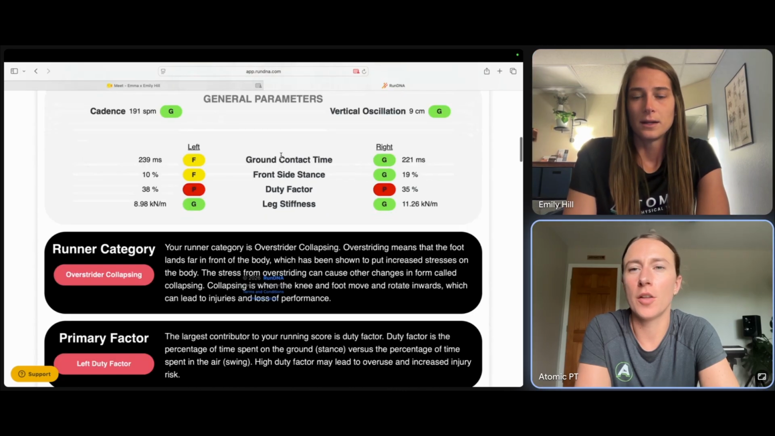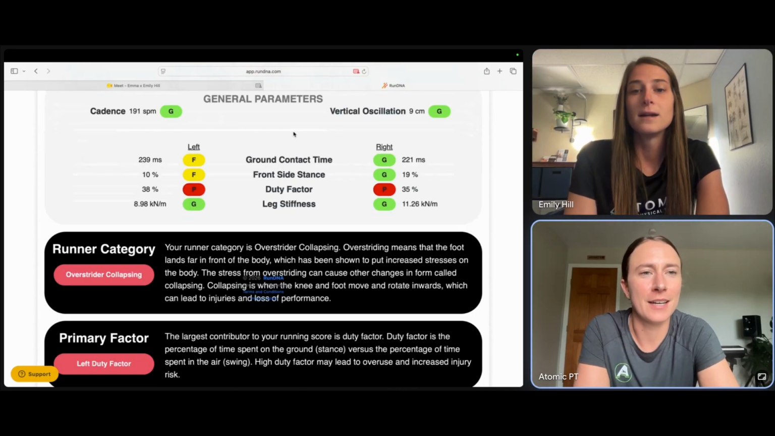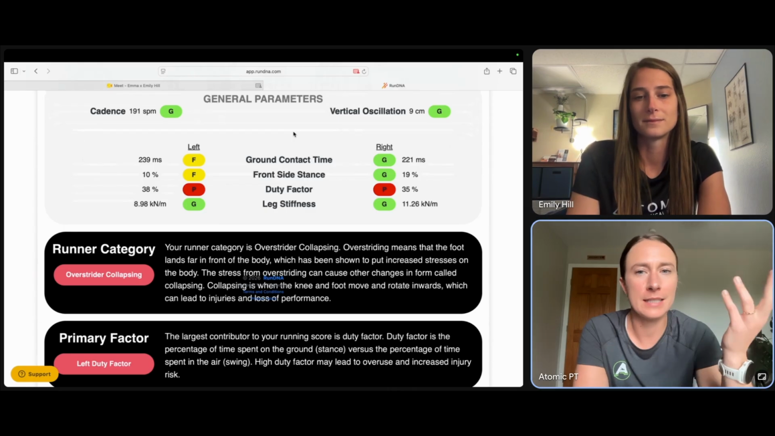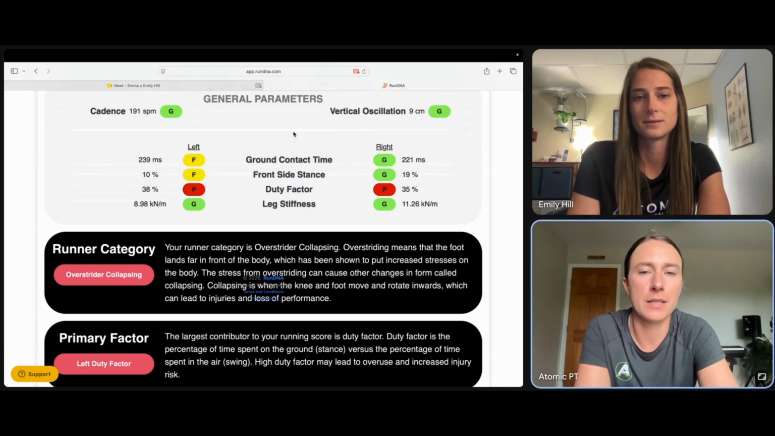Haven't we also called that the ponytail sign before? It's a fun little way to remind women, at least when they're running, if you see the ponytail going up and down.